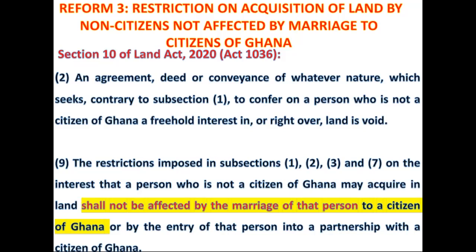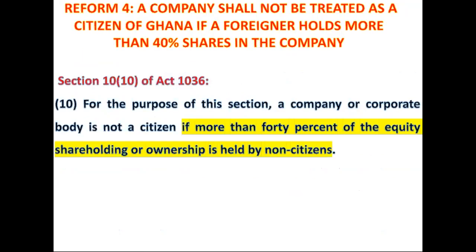This is the third reform that we are looking at that has been introduced by the Land Act of 2020, Act 1036. Again, there are some foreigners who are aware of the restriction that a foreigner cannot acquire a leasehold beyond 50 years. The foreigner will come to Ghana and form a company, let the company be incorporated under the laws of Ghana for the sole purpose of acquiring some rights. They will say that because it's a company incorporated under the laws of Ghana, they have a right to acquire a leasehold for 75 years, 80 years, 90 years.